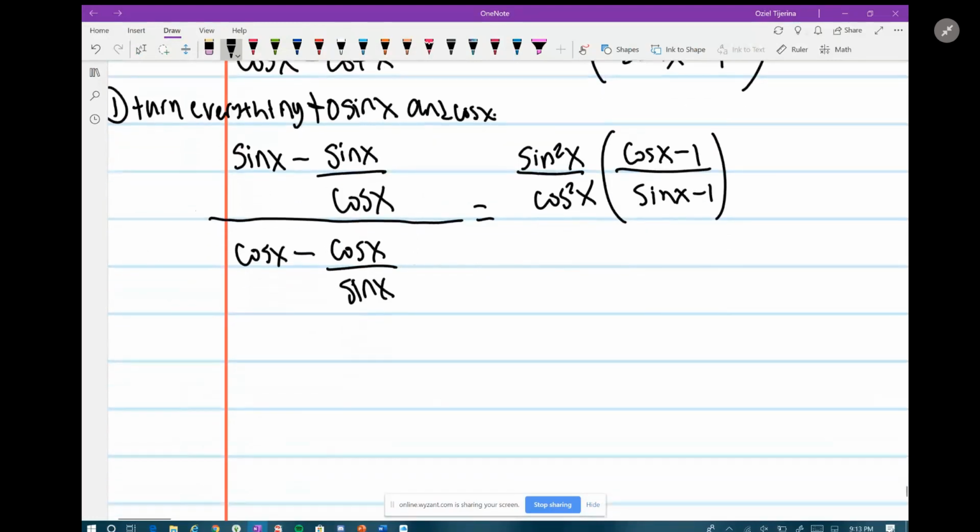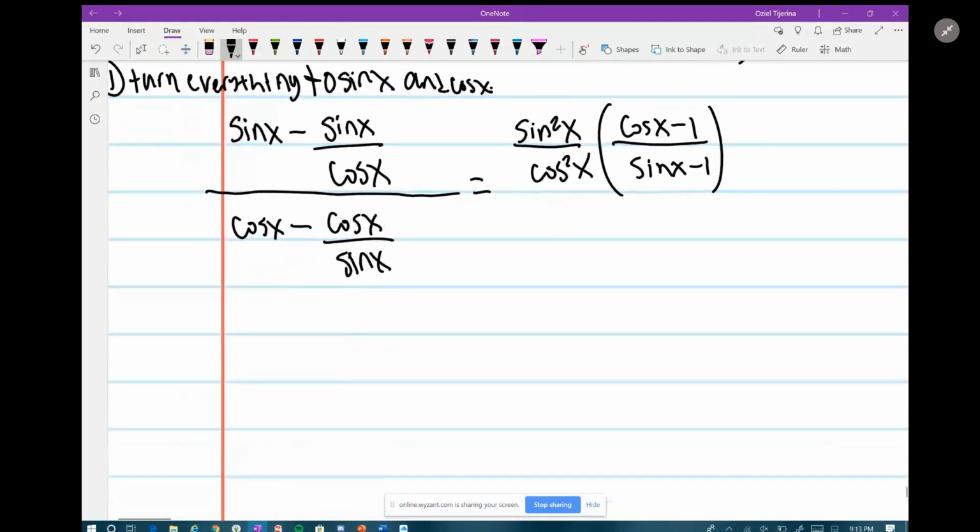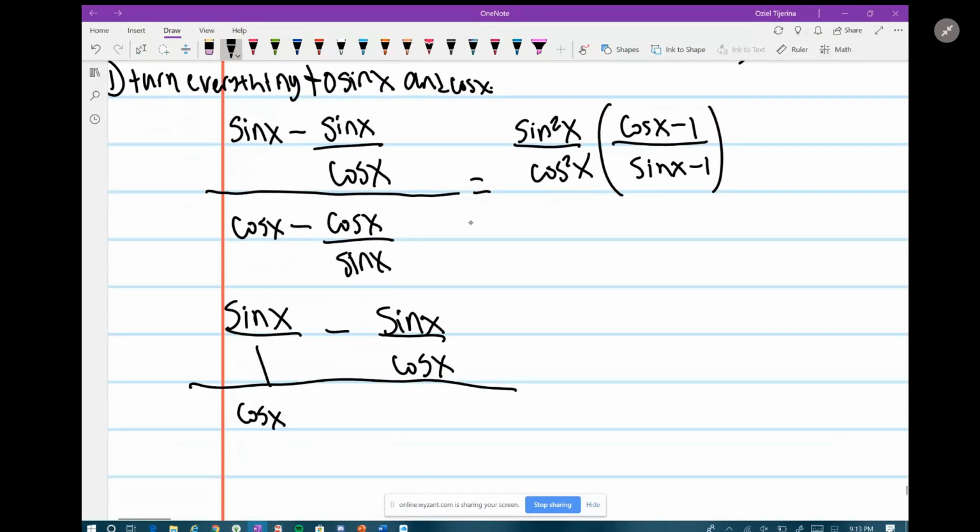So what we now have to do is simplify this out. So we have this now. Basically what you do with that is you go ahead and try to do the common denominator, and then same for over here. So what you have to do is say times cosine of x over here, and then times sine of x over here.